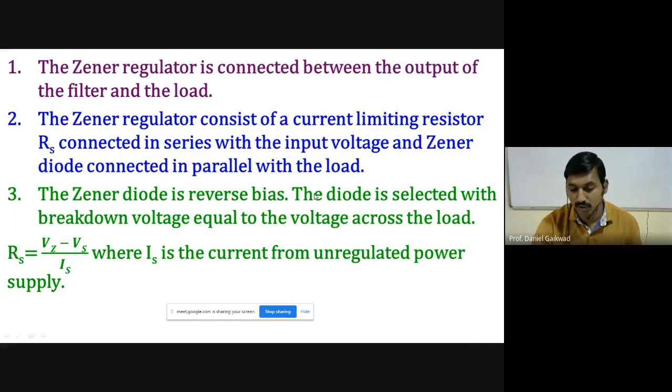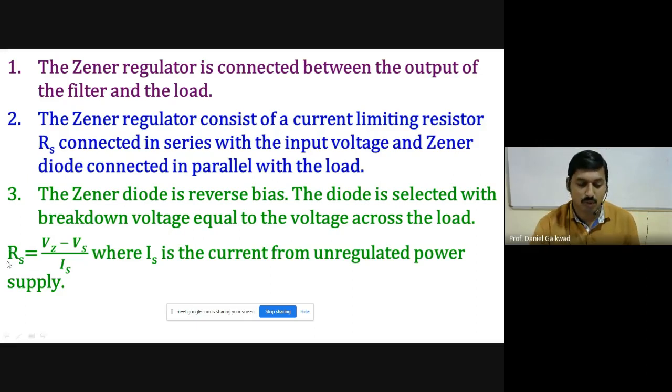So this is one of the important concepts here. Again, we have to remember, in the case of drawing the diagram, we connect the Zener diode in reverse bias. Okay. Next, the diode is selected with breakdown voltage equal to the voltage across the load here. So we select the breakdown voltage, and that breakdown voltage should be what we require here. Suppose we require 5 volt output voltage across the load, so we have to buy a Zener diode of 5 volt. Suppose we require 10 volt load voltage, then we have to buy the Zener having breakdown voltage 10 volt like this. So that will be the condition here.